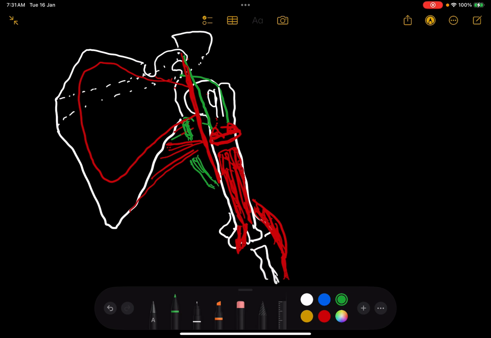So this one is the lateral triangular space, this one lateral triangular. This one is the medial triangular, and this one is the quadrangular space. Okay. Now we'll place the nerves.